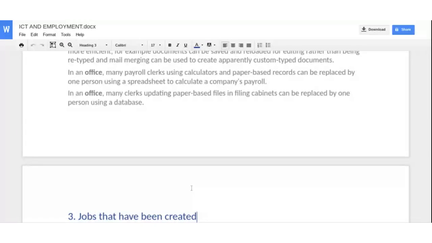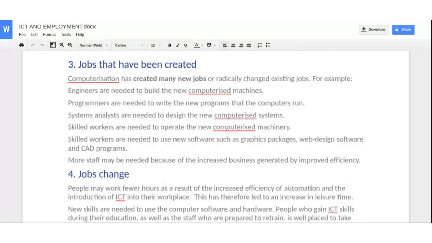But jobs can be created, and we have seen many jobs. First of all, those that are training in ICT are looking forward to jobs based on ICT, and so jobs have been created. The statement there says that computerization has created many new jobs or radically changed existing jobs. For example, engineers are needed to build the new computerized machines, and programmers are needed to write the new programs that the computers run.